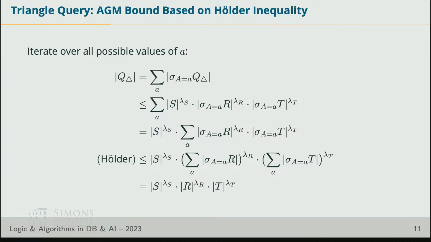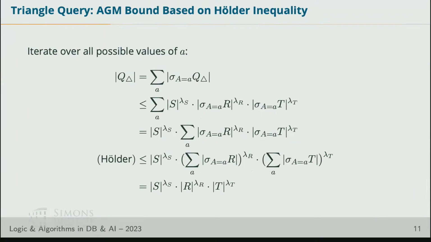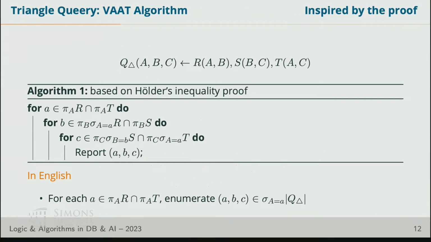Okay, so the beauty of this proof is that it actually turns into an algorithm extremely naturally, because all we did was, if you want to prove a bound like this, let's just iterate over all values of a, and then for every a, find b's and c's in this intersection. So that's what the algorithm is. The algorithm is in the pudding. Is it pudding or pudding?